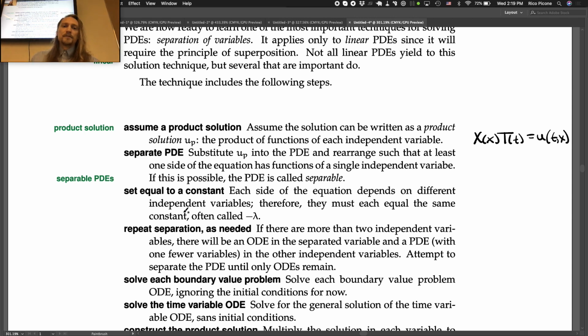Next, set equal to a constant. Each side of the equation depends on different independent variables. Therefore, they must equal the same constant, often called negative lambda. I will do an example of this in a minute. If you've got two sides of your equation that depend on different independent variables, the only way that can be true is if they're never changing. Those two sides of the equation have to be never changing with those variables, and they have to be equal to each other.